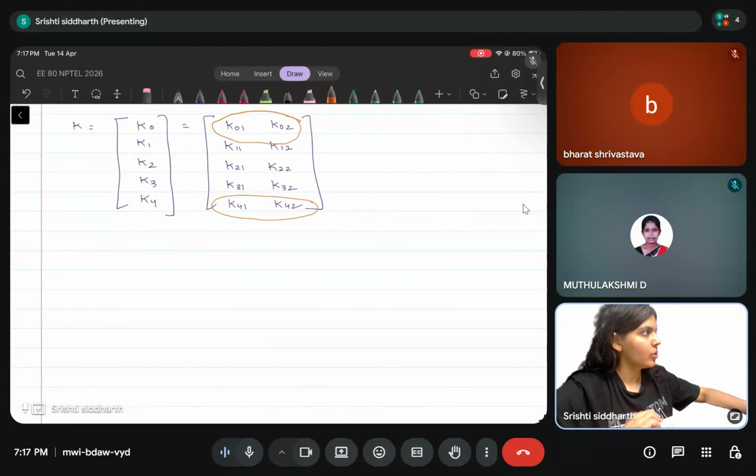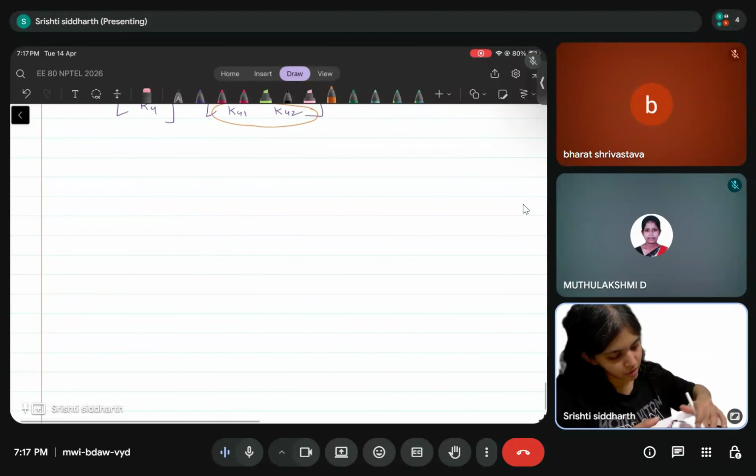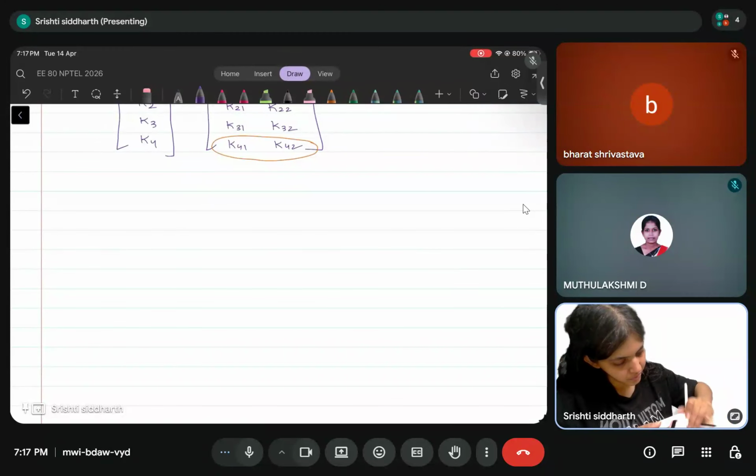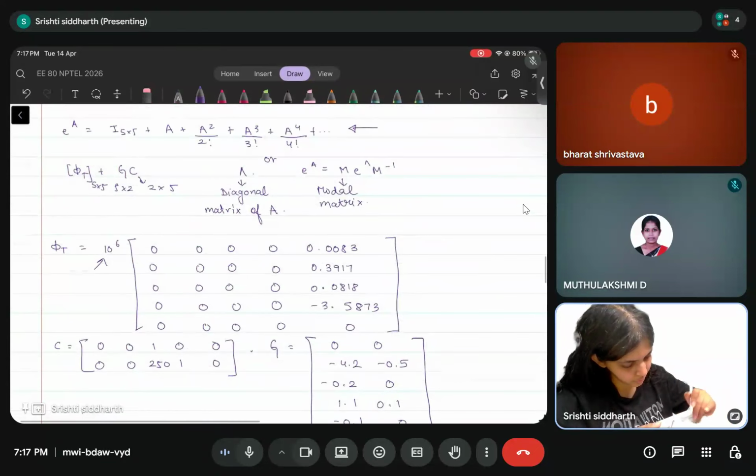Alright. So let's move on to the next topic, which is fast output sampling control. So this is, I guess, fourth.